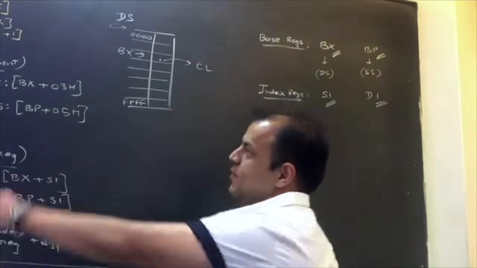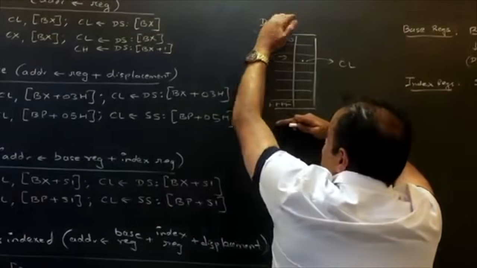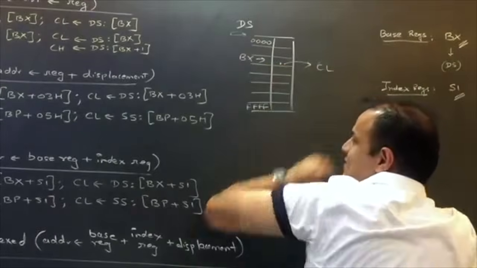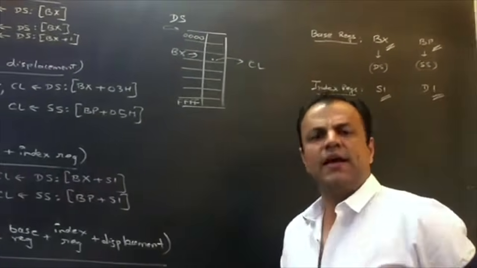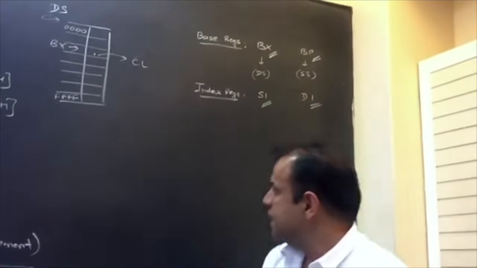So for the last time, who gets the data? CL. From where? Data segment. From a location pointed by BX. Whichever location is pointed by BX, that location's data comes inside CL. Now I told you I'll make you understand it. That's my job. You just keep paying attention.